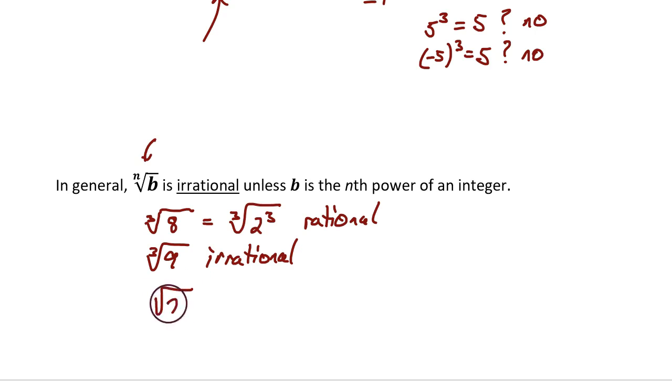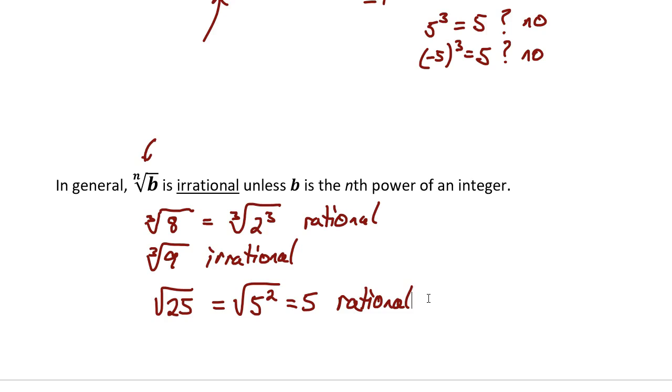What about the square root of 25? Is that rational or irrational? That's rational because that is equivalent to the square root of 5 to the 2nd power, and the index matches the exponent. This turns out to just equal 5, which is a rational number.